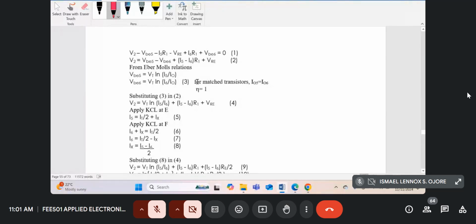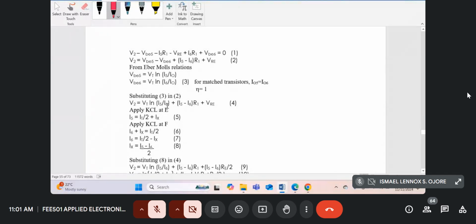That is for Q5, Q6, and eta is equal to 1. So for that, we can write equation 3. So let's substitute these results in equation 2. So you get V2 is equal to VT natural log I5 divided by I6.